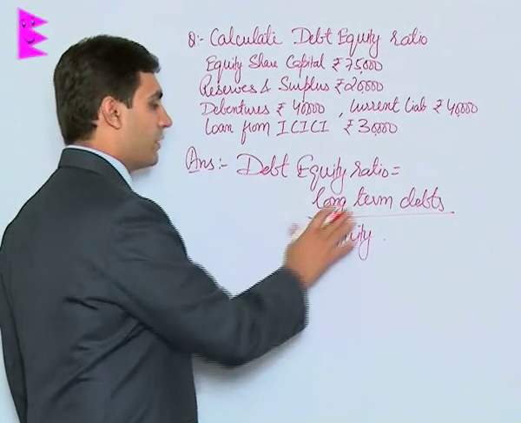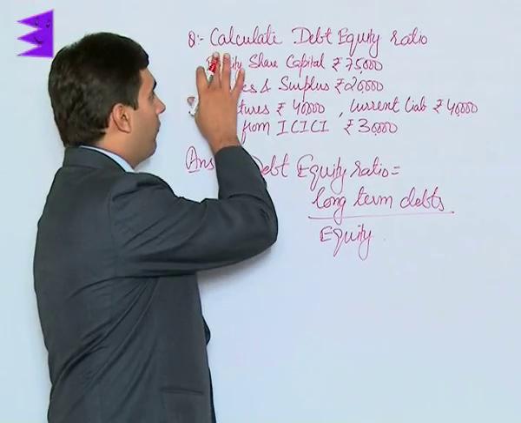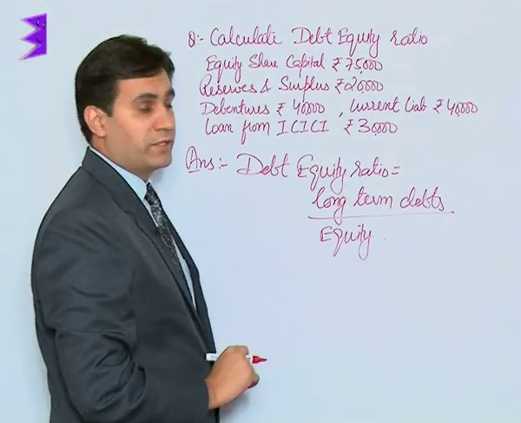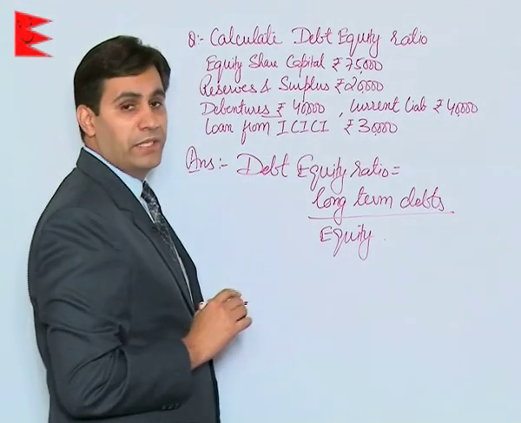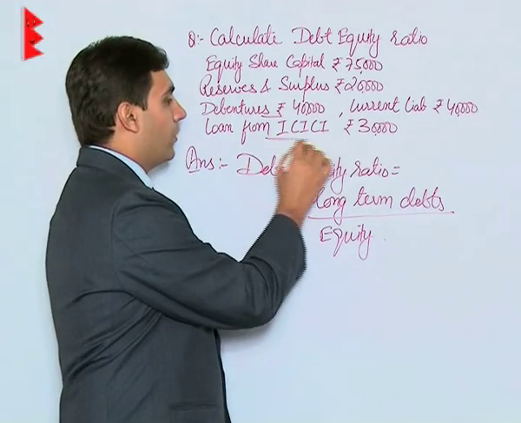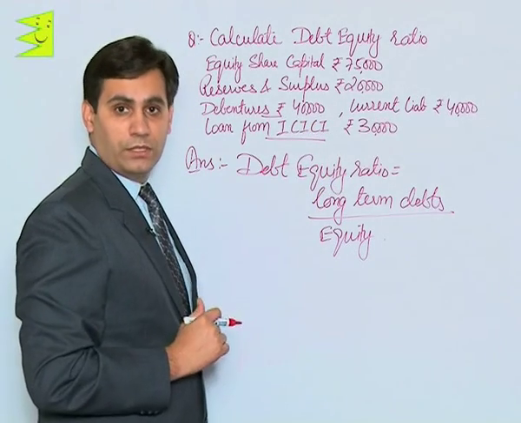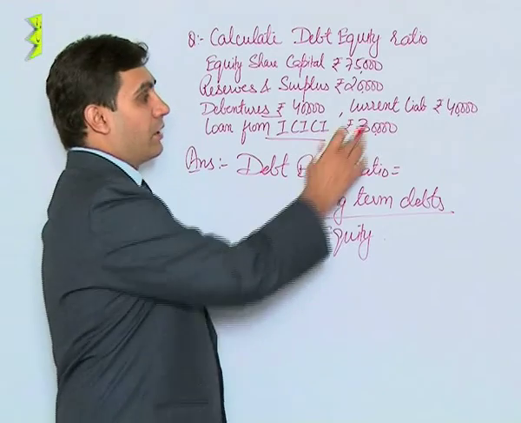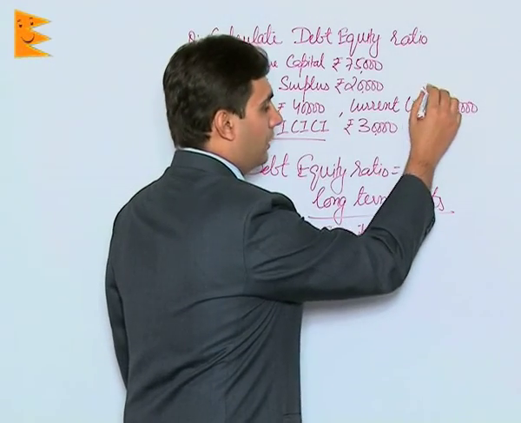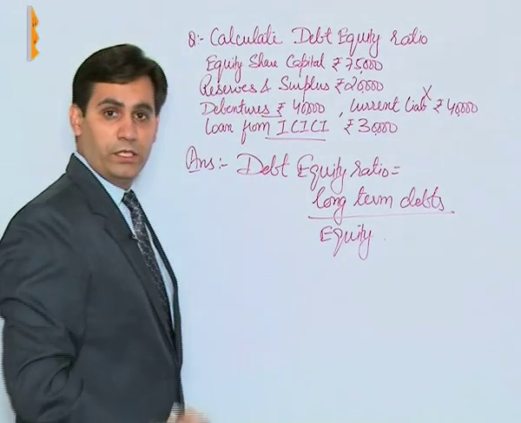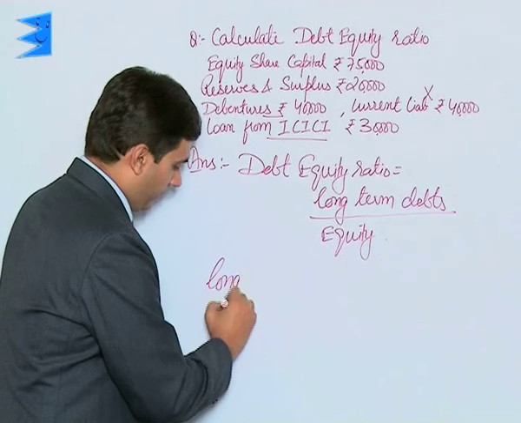So now students, the first component here is long-term debts. Let us analyze which of these will come under long-term debts. A careful look will reveal that debentures are long-term debts and the loan from ICICI, that is a financial institution, is also a long-term debt. Current liabilities are given, but they are not a part of long-term debts, hence would not be used. So let us calculate long-term debts.